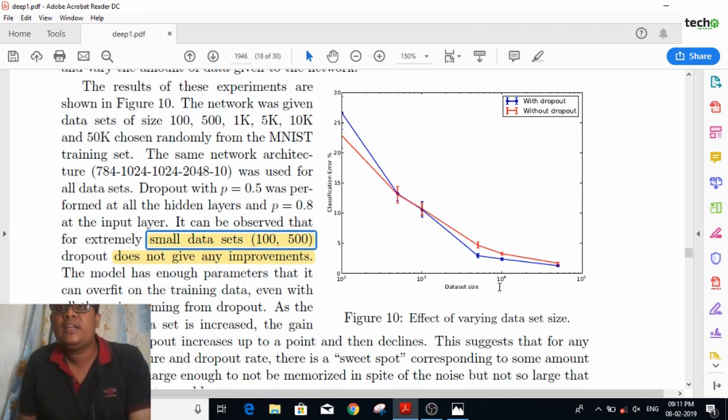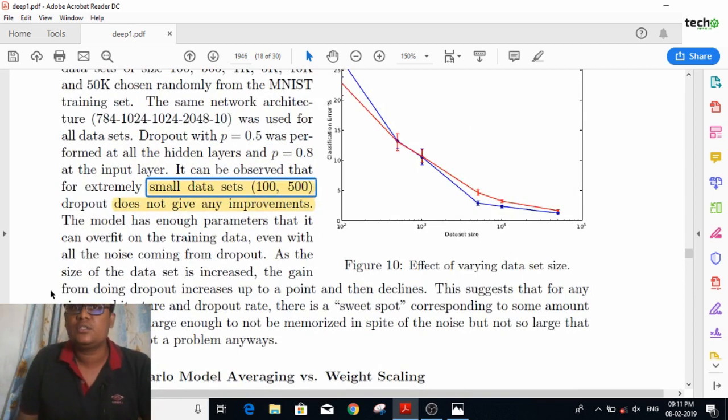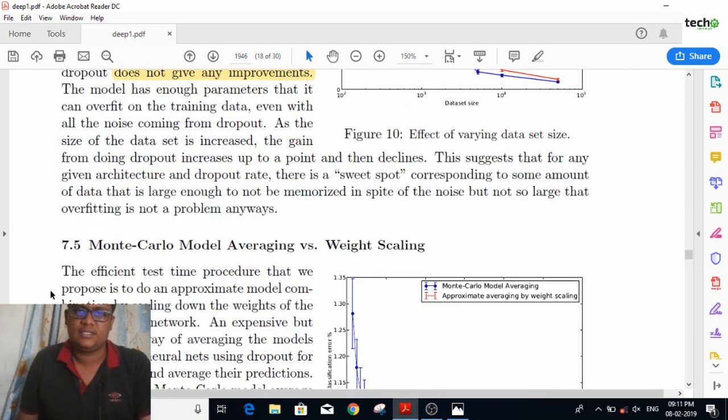If you go on increasing the number of samples, that is the number of training data, you can considerably increase the efficiency of your system by making use of dropout. You can compare this. Blue color is with dropout and red is without dropout. So these are all the effects of having a smaller data set.